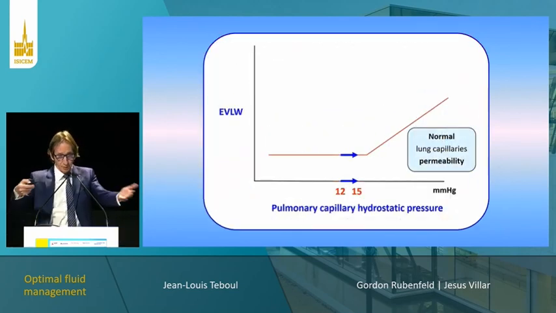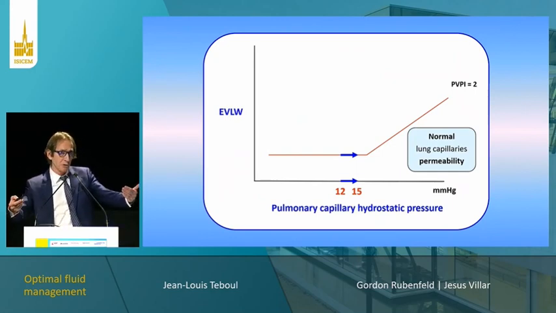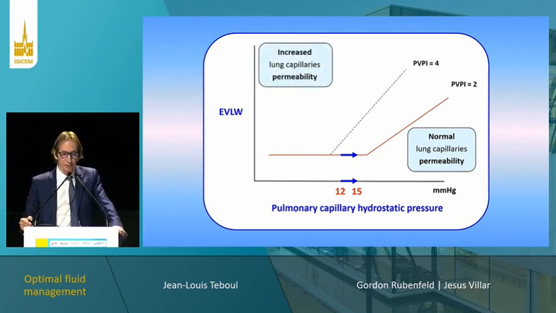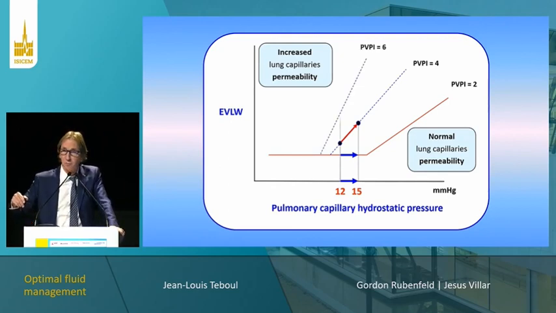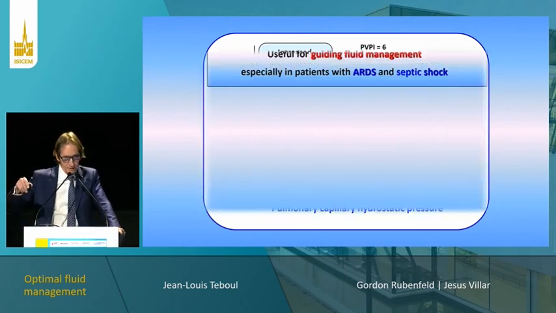And if you look at this cartoon, if you have a normal PVPI, for example, 2, if you increase capillary pressure with fluid, you have no lung edema. If you have an alteration of permeability with a high PVPI, you have a huge increase in lung water. So you can anticipate the risk of fluid administration if you look at the value of PVPI. And it is worse when PVPI is 6, of course.